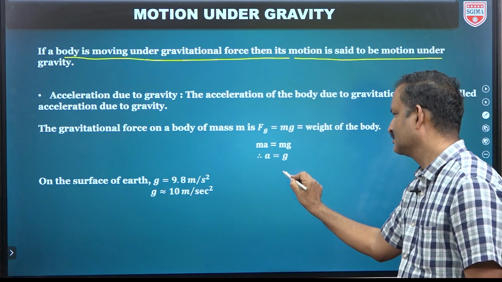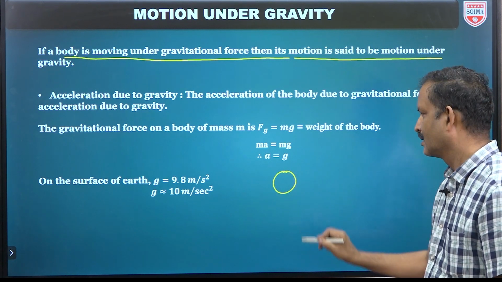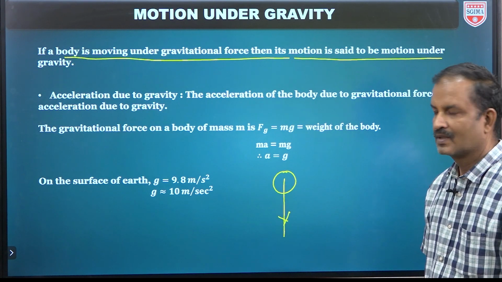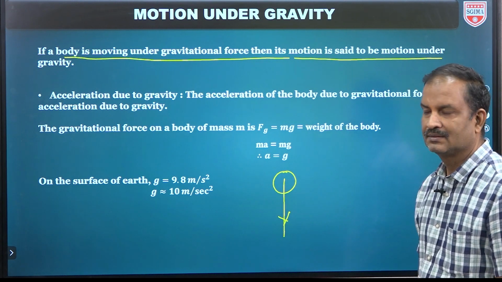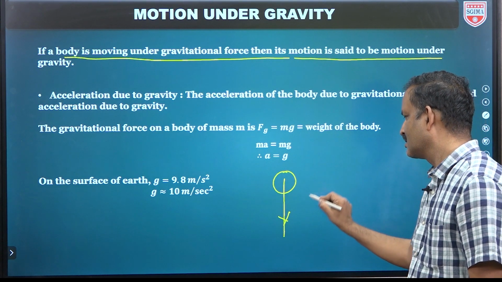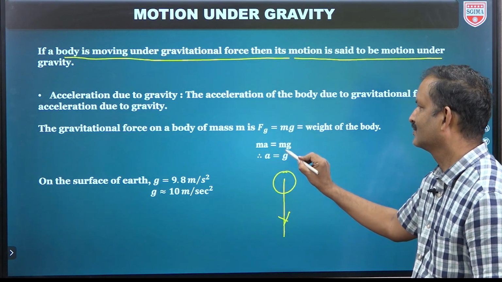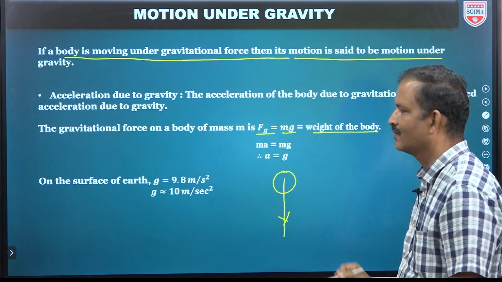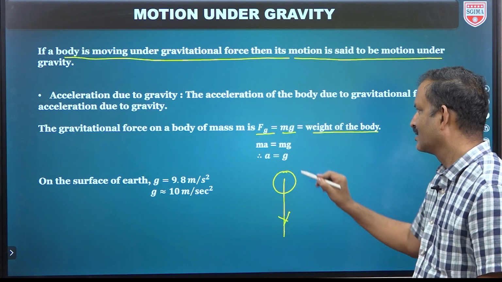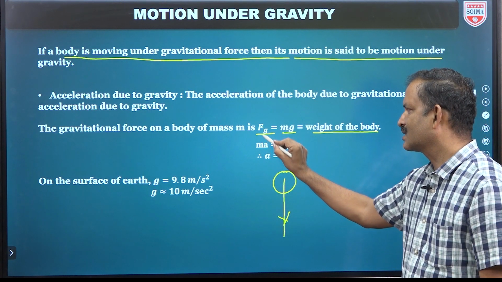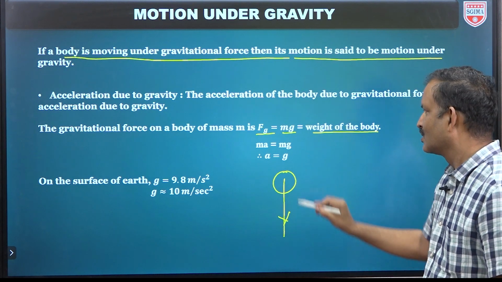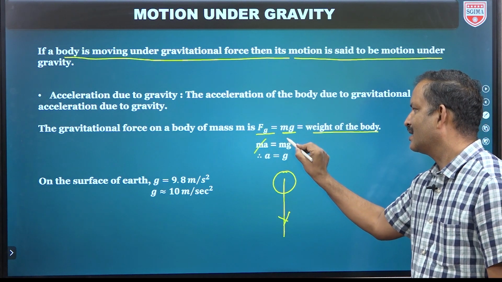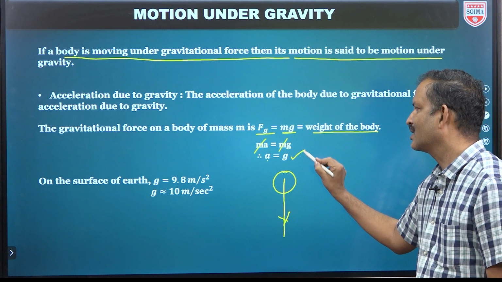You know that if you take a body, there is a gravitational force towards the center of the earth. That gravitational force is equal to the weight of the body, mg. We will discuss this in Newton's laws of motion. But force is equal to ma, so ma is equal to mg. Then you will get acceleration as acceleration due to gravity.